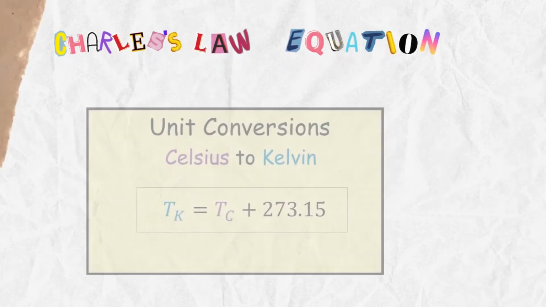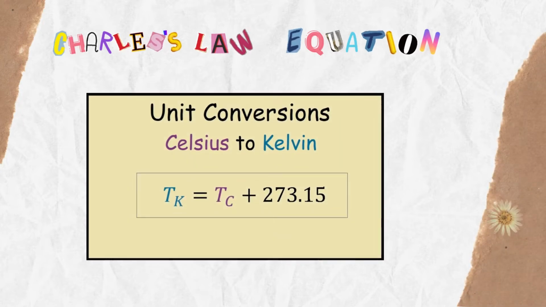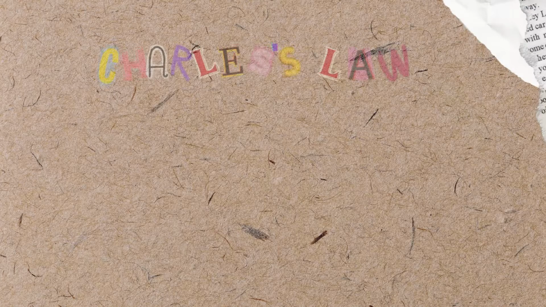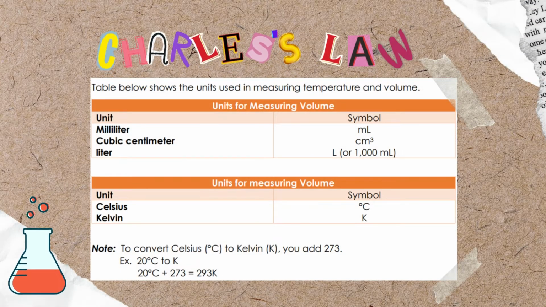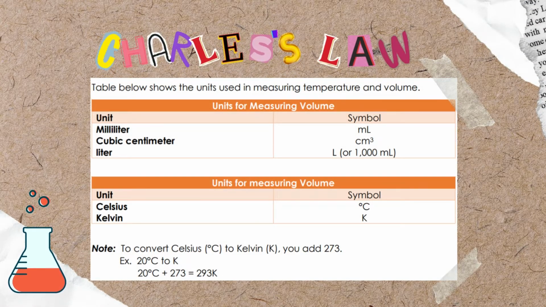In solving a problem about Charles' Law, we also use the unit conversion of Celsius to Kelvin. To change Celsius to Kelvin, just add 273.15. In this table, you must also be familiar with the units used in measuring volume. So let's have a sample problem.